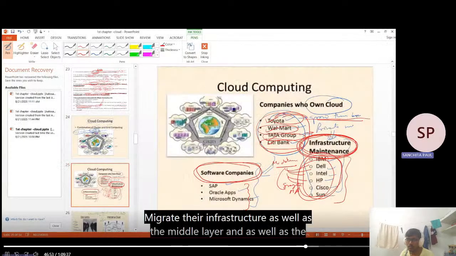Similarly their software services and applications are maintained by SAP, Oracle, and Microsoft Dynamics. Their middleware is also managed by IBM, Dell, Intel, HP, Cisco, Google, and Microsoft Azure. So these companies have their own private cloud. They just want to grow their business. They do not concentrate on how to migrate, configure and maintain their infrastructure, middleware, software and applications. For this work they hire these companies to maintain, configure and migrate their infrastructure, as well as the middle layer and the software services. Okay, so in this way cloud computing works.